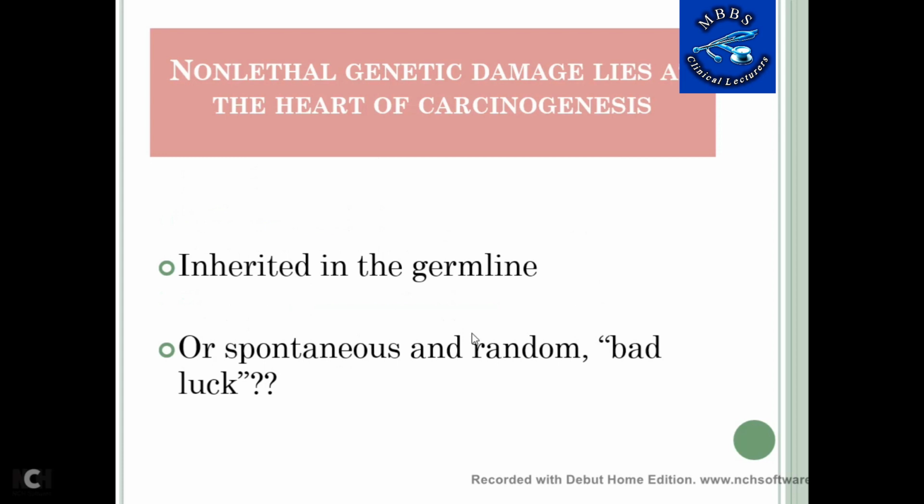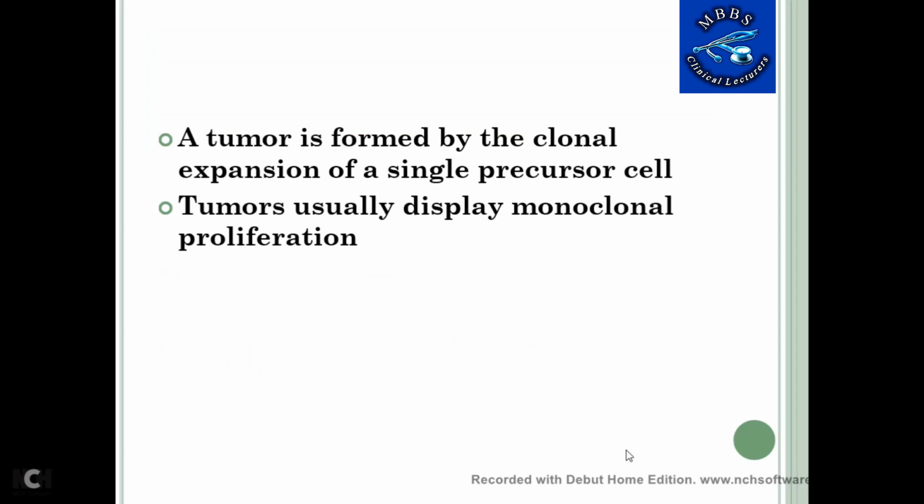Alright, so non-lethal genetic damage lies at the heart of carcinogenesis. So we know that all the carcinogenesis, all the development of cancer, arises from the mutation within the genetic makeup of a person. So it could be inherited as a germline mutation, or could cancer be bad luck? There are multiple papers published in the literature which show that probably cancer is bad luck also. Some people inherit it in their genes at the time of birth, and when they grow older, they develop cancer. So it could be bad luck also.